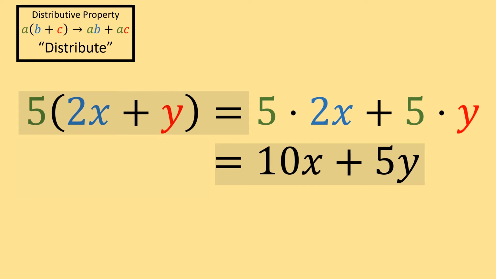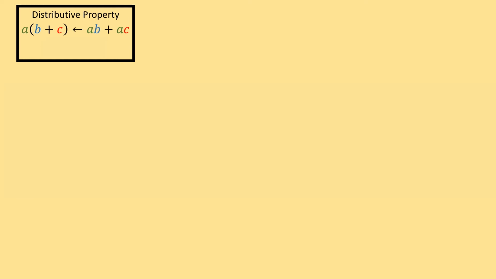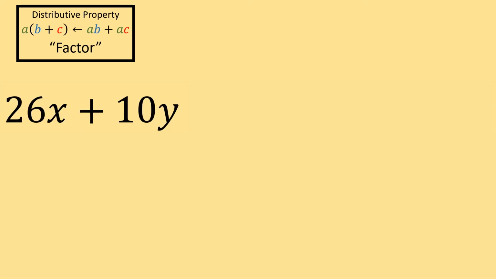Now, let's work with a problem that starts with something that looks like the right side, and we're going to move to something that looks like the left side here. And usually whenever we do this, we usually use the word factor to describe the process. Let's look at the example, 26x plus 10y.